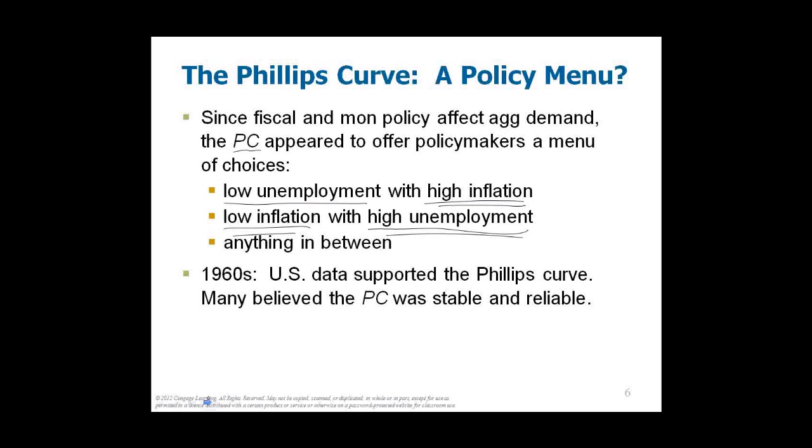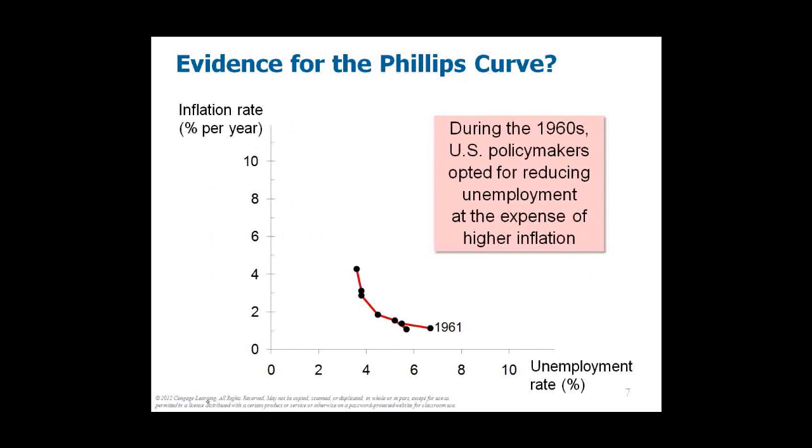Actually, it's very interesting. In the 1960s, data did support the Phillips curve, and many people believed that it was stable and reliable. And so if we look here at data from the 1960s, you're going to notice that it's almost perfect, right? It's almost a perfect Phillips curve. But it's important to notice here that it's not just about this negative slope, but the movement over the years. So we had expansionary fiscal policy.